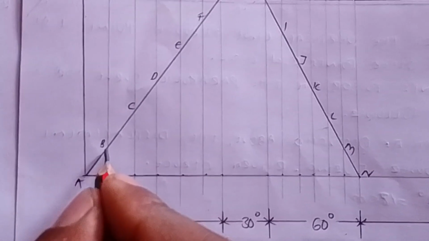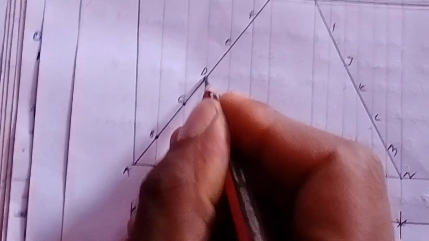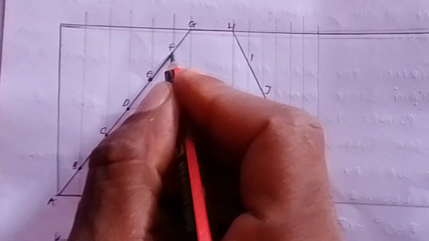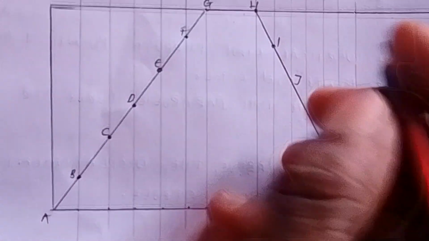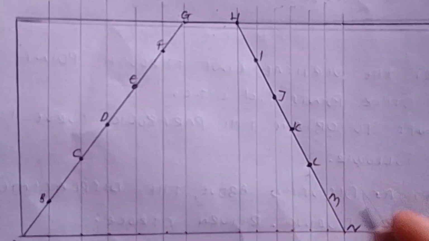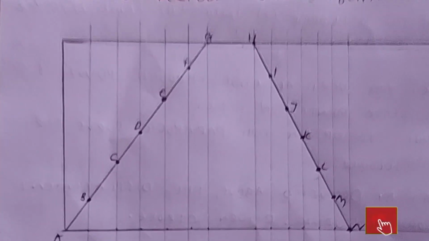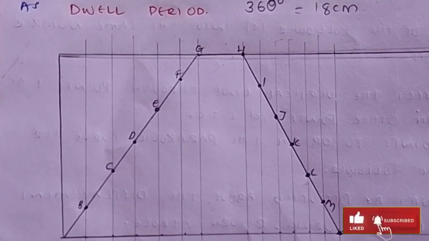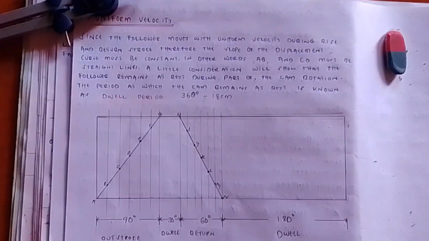So where this straight line intersects, you mark like that, mark like that, put a mark, put a mark, put a mark like that. Now I have shown you how to draw the graph, the cam displacement for uniform acceleration.